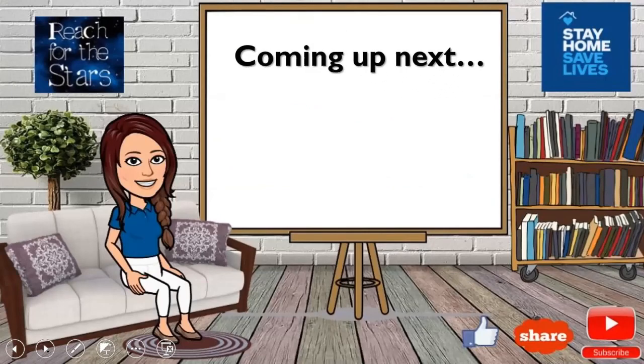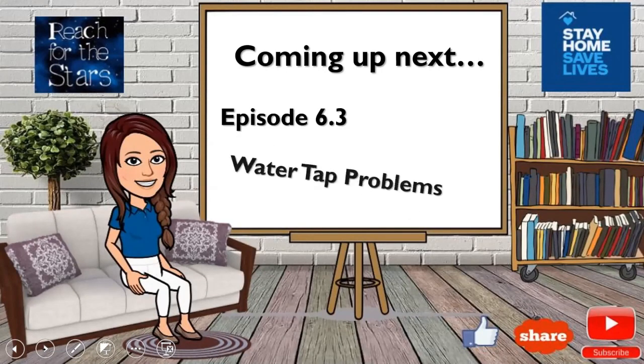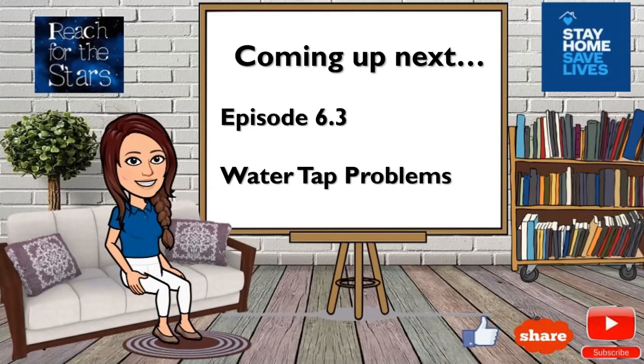Okay, coming up next, we have another interesting situation in our episode 6.3, that is water tap problems. Okay, over here we will be dealing with two types of water taps. One is small, one is big. Water is coming out of both of them and they are filling up a tank. So now let's see what is the total time taken, which one fills the tank more easily, the larger one or the smaller one. Let's see, we'll solve such type of questions in the next class.